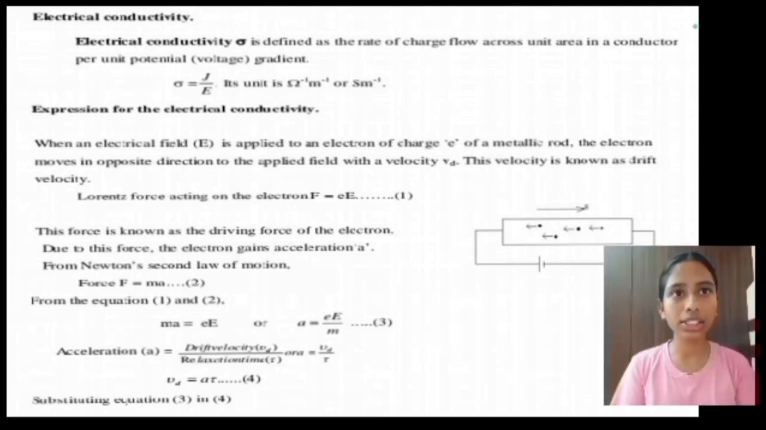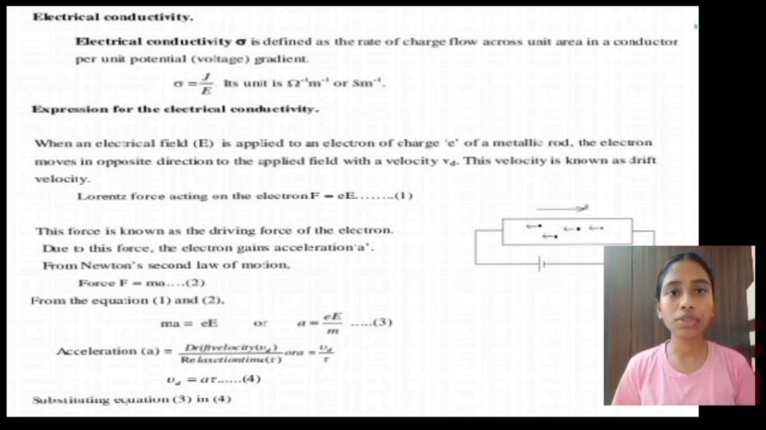Expression for electrical conductivity: an electric field is applied to an electron of charge e in a metal rod. The electron moves in the opposite direction to the applied field with the velocity vd. The velocity is known as drift velocity. So the Lorentz force acting on the electron is F equals eE, which we'll take as equation 1. This force is known as the driving force of the electron. Due to this force, the electron gains acceleration a.